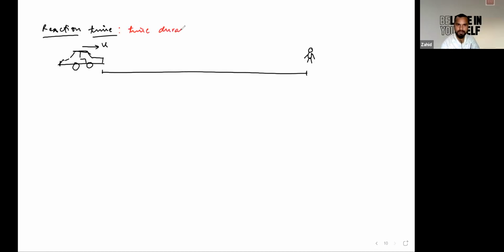So it would be the time duration between stimulus and response against it by an individual is called reaction time. During this reaction time, this particular car will move with the same velocity as it was initially moving. So it must move with the same velocity and will reach this point.